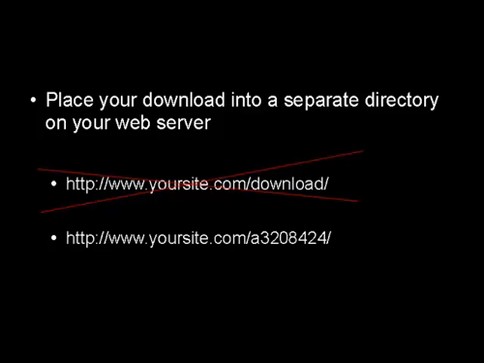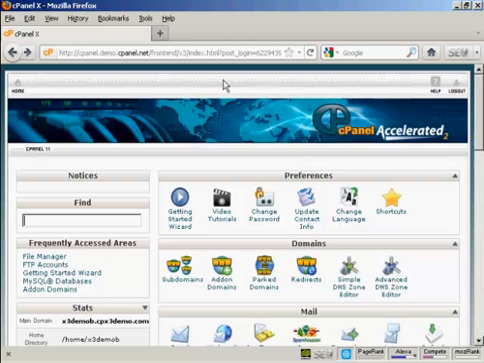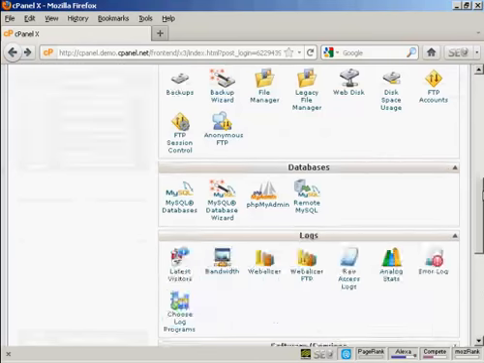What I like to do with my download directories is to give it a random combination of letters and numbers that's going to be very hard for people to guess. And you want to call the actual page that people are going to go to in this directory index.html, because then you can just simply send them to the directory and the web browser will automatically log on to the index page.